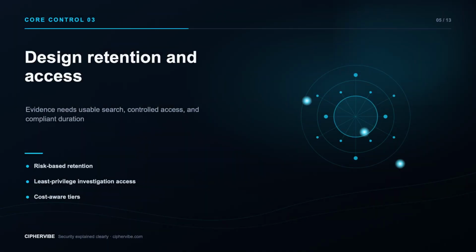The third building block is design retention and access. Set retention based on regulation, incident investigation needs, detection windows, and cost. Give investigators appropriately scoped access, protect sensitive log fields, and tier storage without creating hidden gaps. Logs often contain tokens, identifiers, and business information even when teams call them operational data.